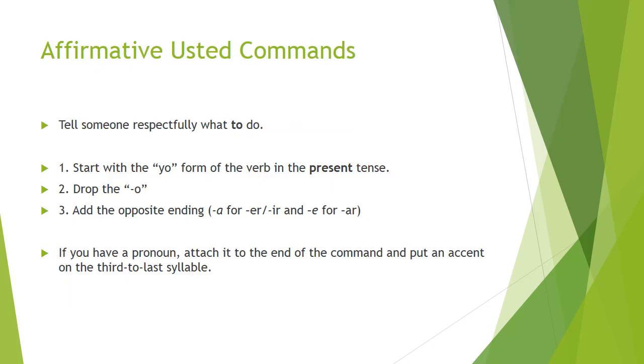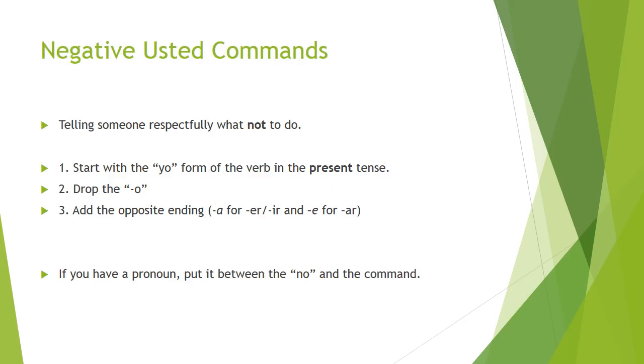Affirmative Usted commands tell somebody respectfully what to do. To form an affirmative Usted command, it's very similar to a negative Tú command. You start with the yo form of the verb in the present tense. Then you drop the o and you add the opposite ending. The only difference is you don't use the s, so the opposite ending is just a for er and ir verbs and e for ar verbs. If you have a pronoun, attach it to the end of the command and put an accent on the third to last syllable. Negative Usted commands tell somebody respectfully what not to do.